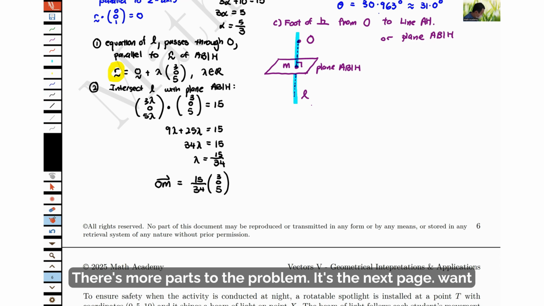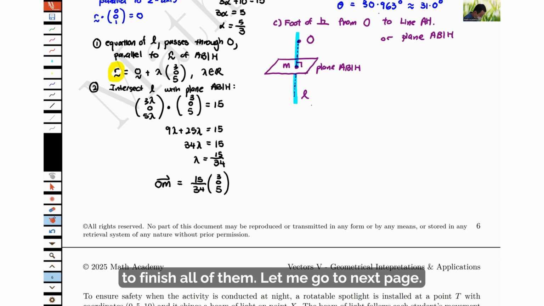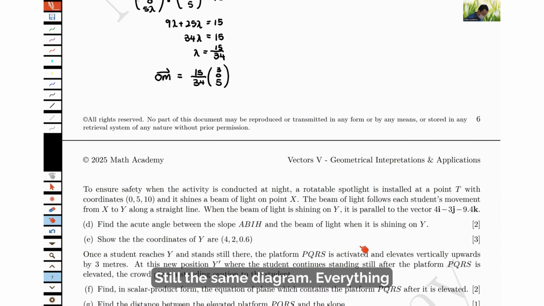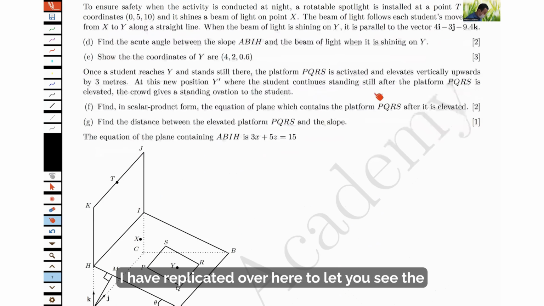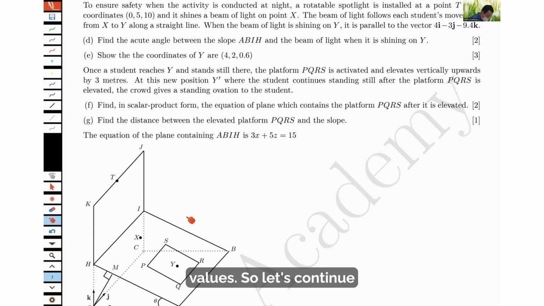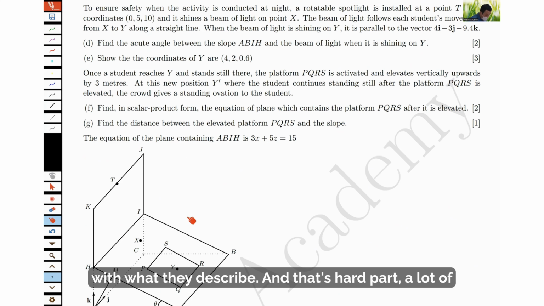There's more parts to the problem. It's on the next page. I want to finish all of them. Let me go to the next page. Still the same diagram. Everything I have replicated over here to let you see the values. So let's continue with what they describe, and that's the hard part, a lot of description.